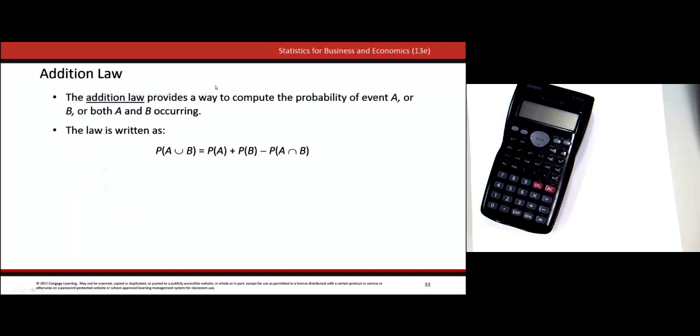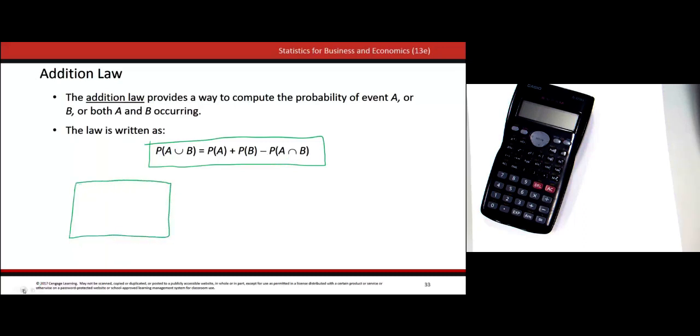And the addition law provides a way to calculate the union of two events. You can have an addition law for 3 events, 4 events or more, but this is for 2 events. The probability of the union is the probability of A plus the probability of B minus the probability of A intersect B. Why do we have the probability of A intersect B here?